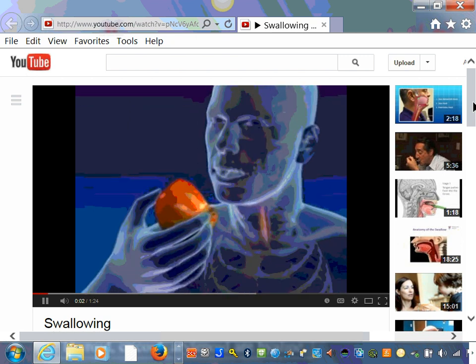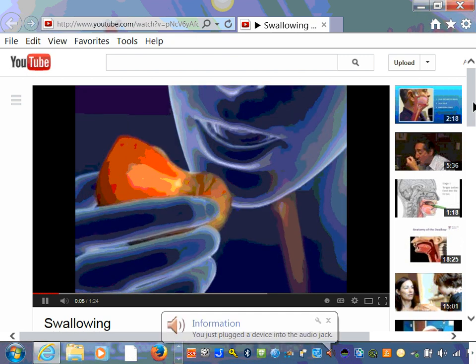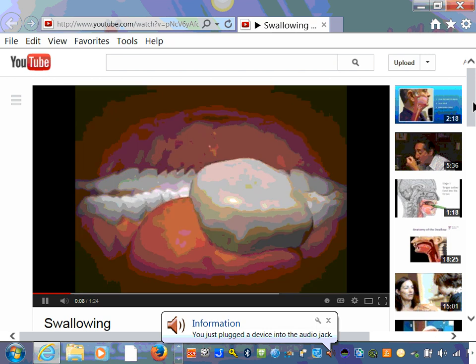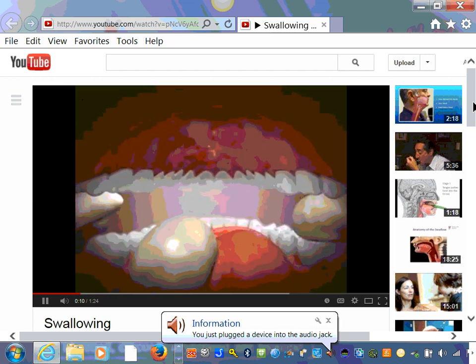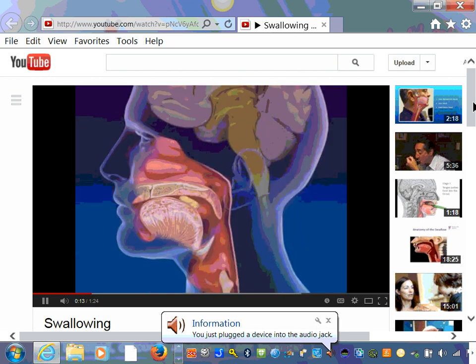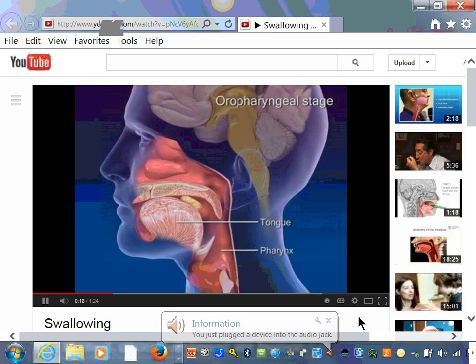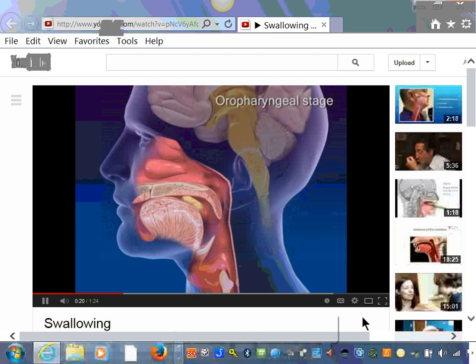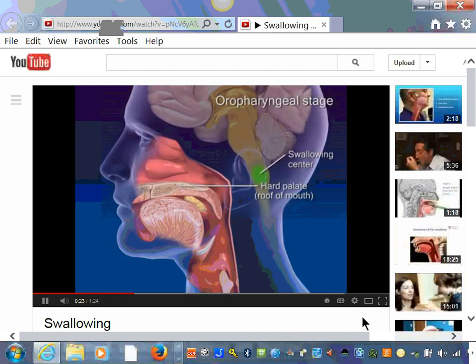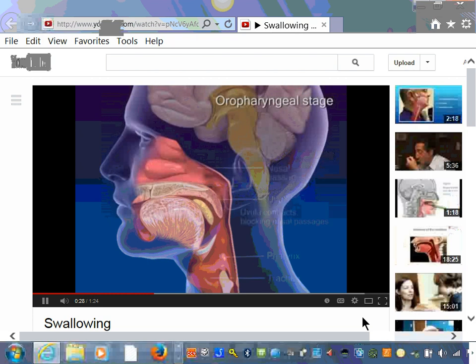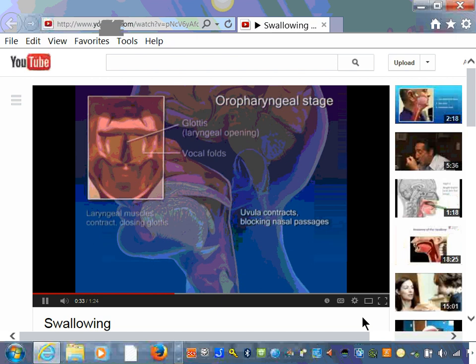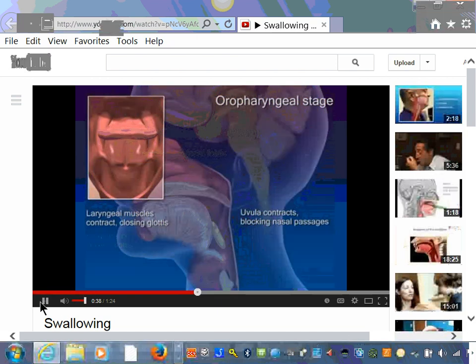Swallowing occurs in two stages, the oropharyngeal and esophageal stages. I want you to look at the epiglottis. The food bolus is voluntarily pressed by the tongue up against the roof of the mouth and backwards towards the pharynx. In response to activation of pharyngeal pressure receptors, the swallowing center in the medulla initiates reflexes that prevent food entry into respiratory passageways. The uvula contracts, which blocks the nasal passages from the pharynx. The laryngeal muscles contract, closing the glottis at the top of the trachea by tightly aligning the vocal folds.